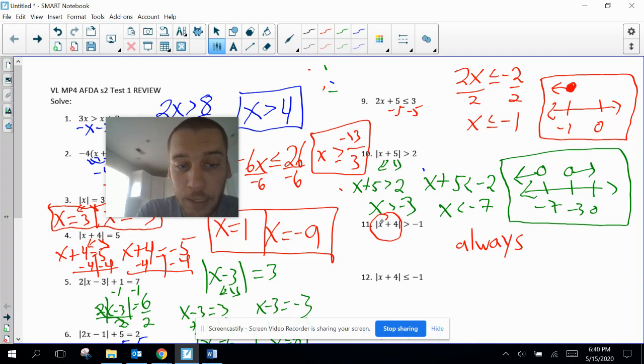This will always be true. Whatever you put in here, it makes it positive. Positive is always bigger than a negative, so the answer is always. If you want to graph it, the graph just looks like this, everything.